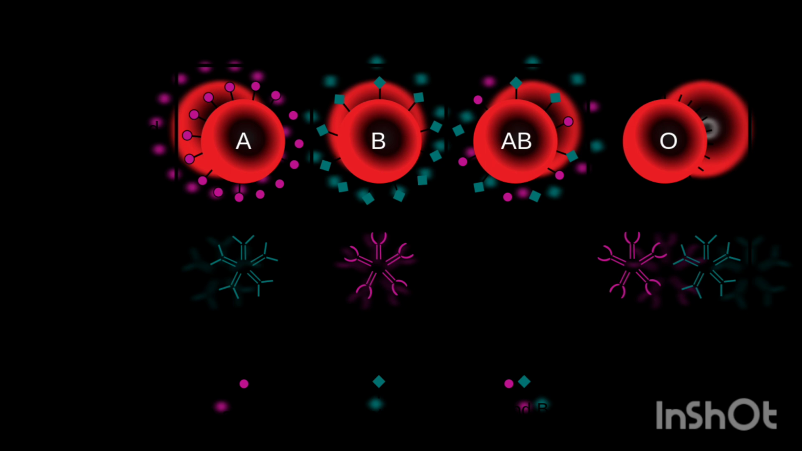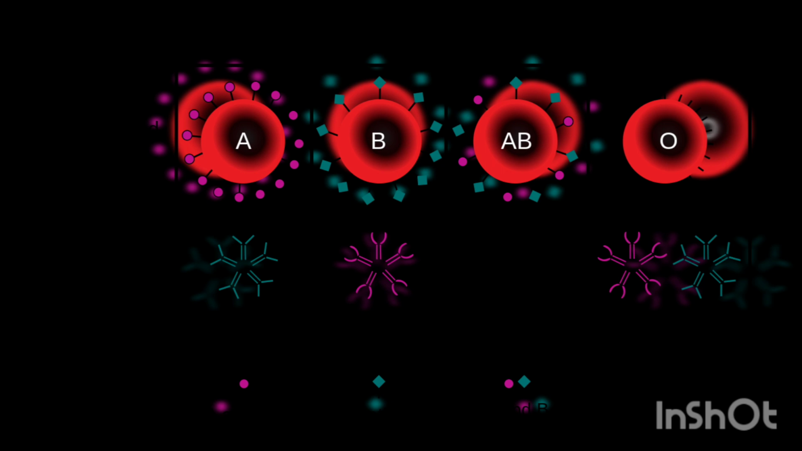Next, blood group AB. Antigen AB is present. There is no antibody, and it can donate blood to AB positive and receive blood from A, B, AB, O. So that is known as the universal recipient. Blood group AB is known as the universal recipient.